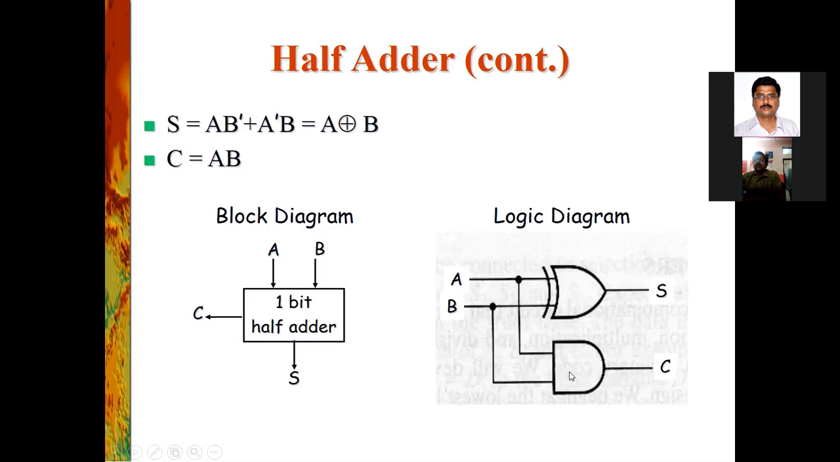So the AND gate also receives the same input, right? A and B are the two inputs. The same input which is applied to the sum must be applied to the AND gate also. So that is the reason I am connecting A and B to the inputs of the AND gate. Once I connect, this completes the logic diagram, or circuit diagram, of a half adder.